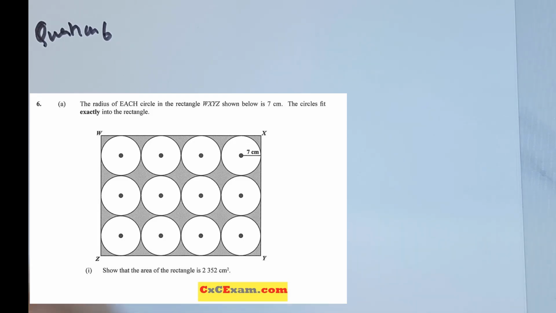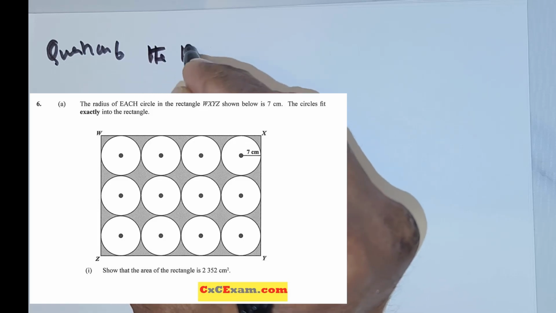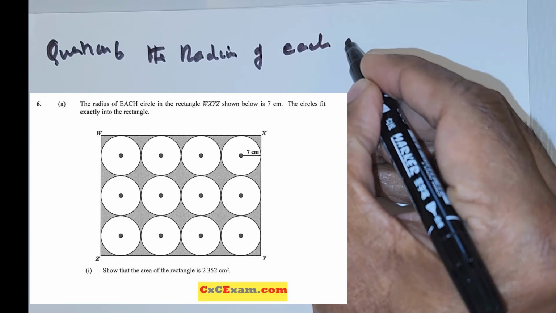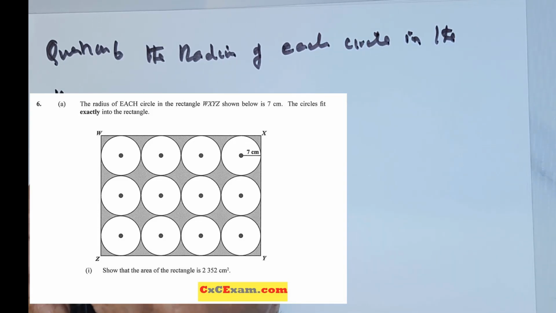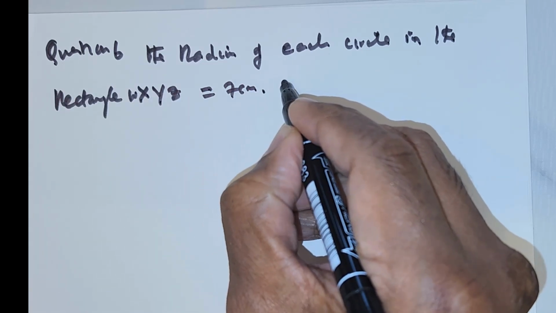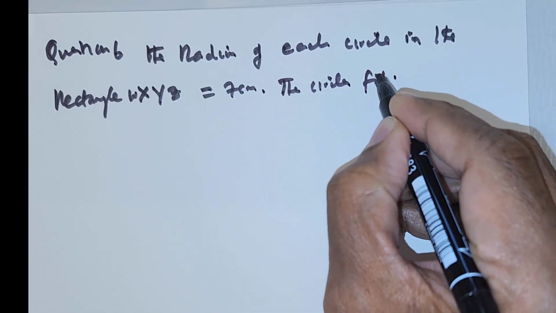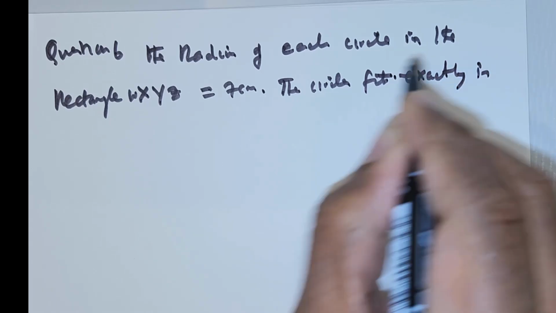Okay, so this is question number 6. Let me write the question down. The radius of each circle in the rectangle WXYZ is given to be 7 cm. The circles fit exactly in the rectangle.